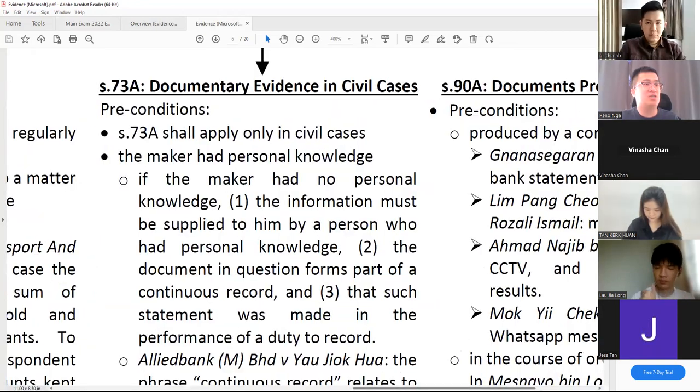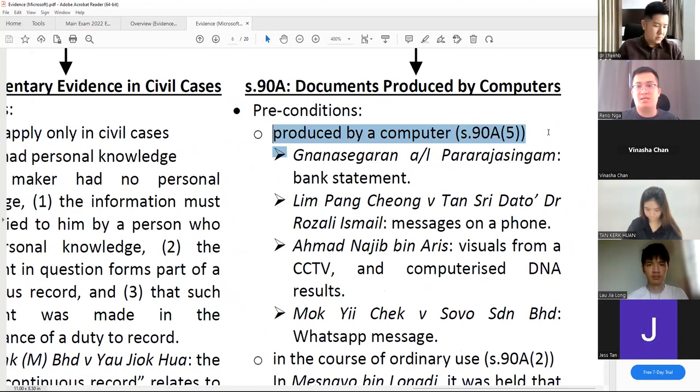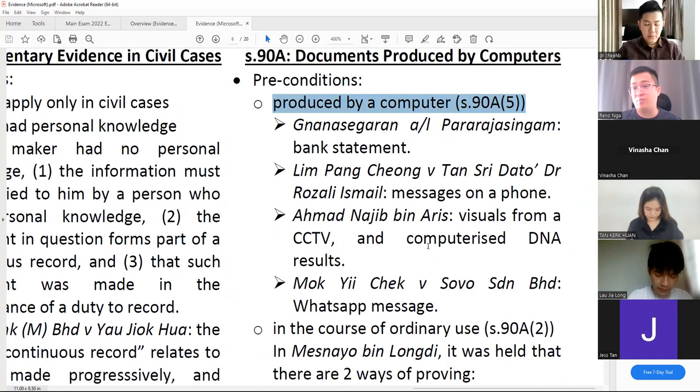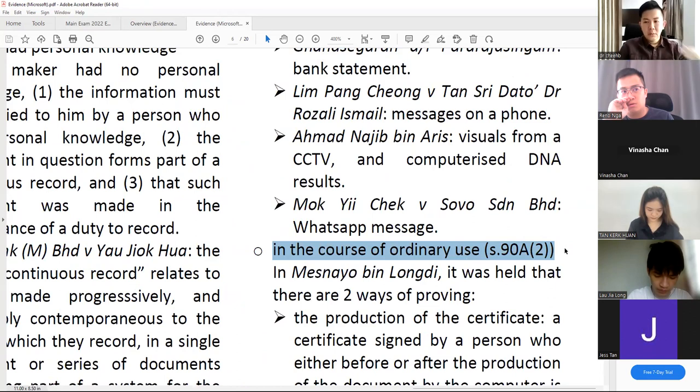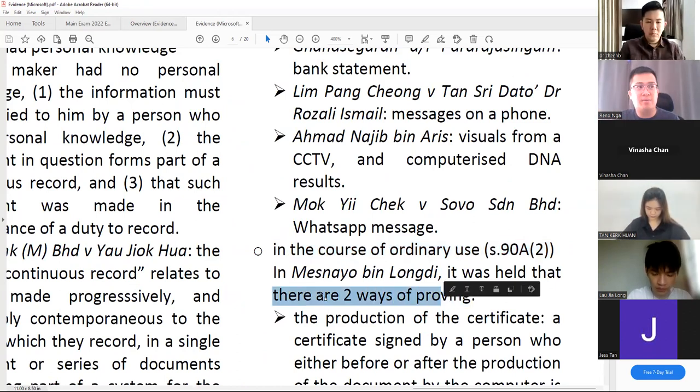So for section 90A, the number one requirement is produced by computer. Like I said, I don't think anyone will disagree that a camera is a computer. So number one, satisfied. Number two, in the course of ordinary use. So how to prove whether it's in the course of ordinary use or not? Two ways, pursuant to my case, you can use other cases, by the way.